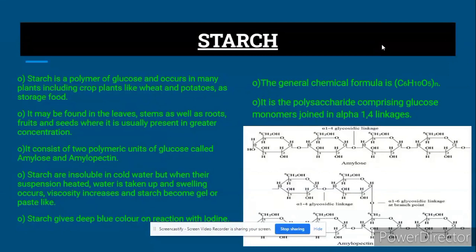It may be found in the leaves, stems, as well as roots, fruits, and seeds, where it is usually present in a greater concentration. The simplest form of the starch is the linear polymer amylose, and the branched form is amylopectin. Starch on reaction with iodine provides a deep blue color. And about the structure, it is a polysaccharide comprising glucose monomers joined in an alpha 1,4 linkage.